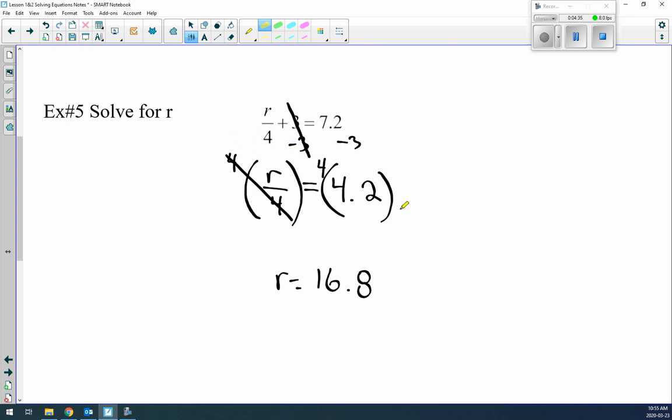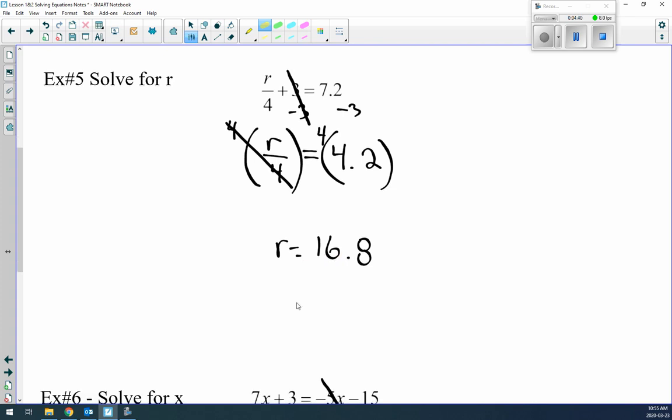So we multiply both sides by 4, we get 16.8. Hey, can you check your answer? Well, of course you can. Plug it back into the original. All right, let's look at example 6.